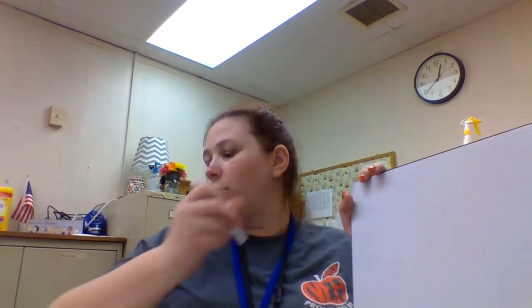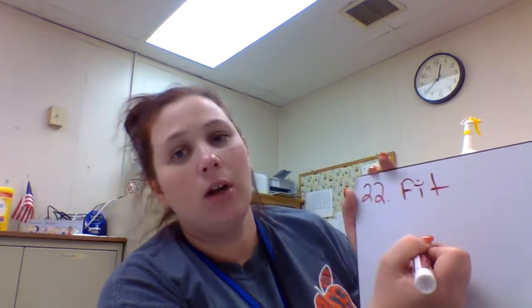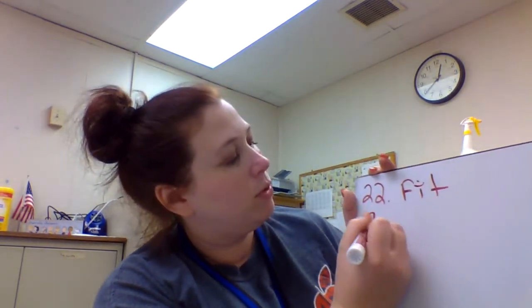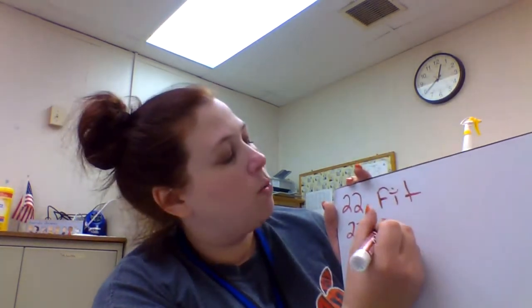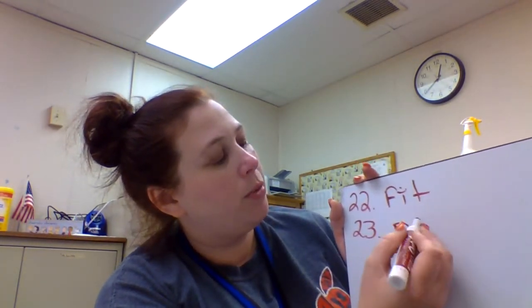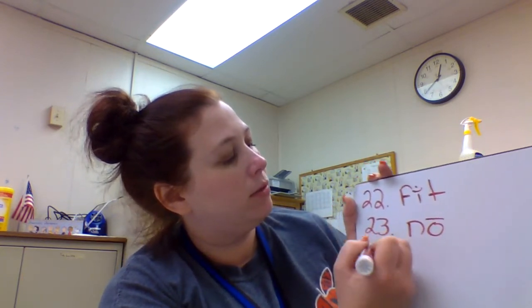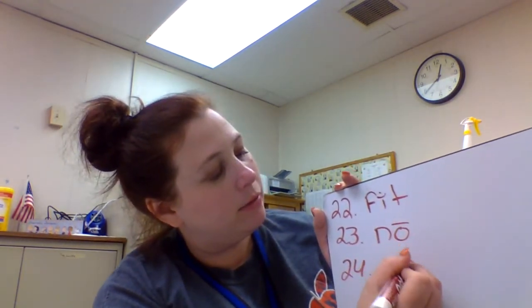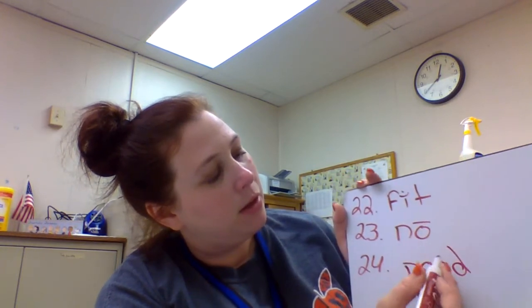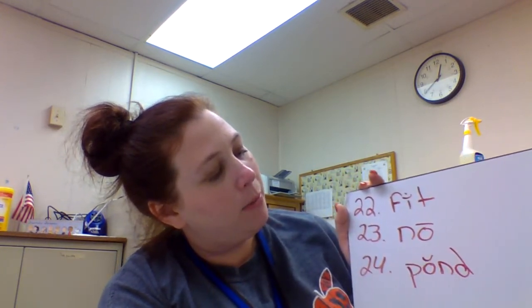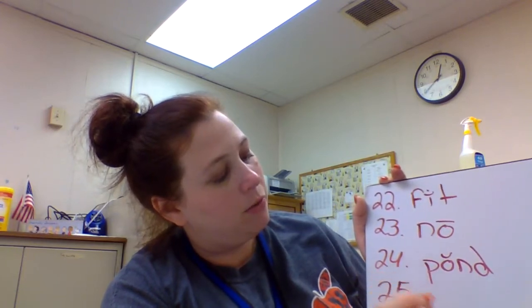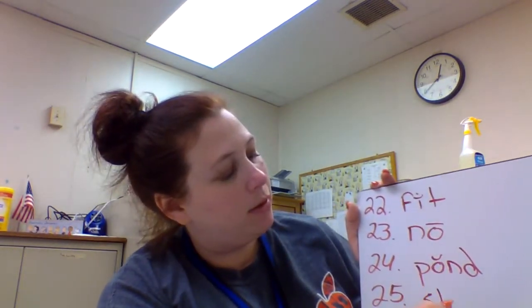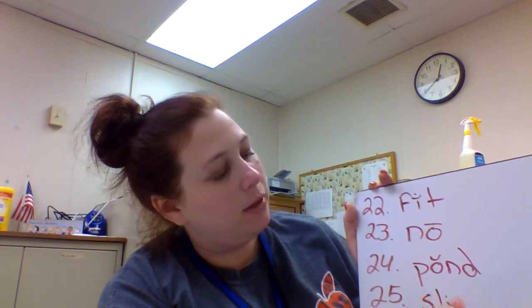Let's move on to 22 through 26. 22 is fit. We just have vowel consonant, it gets a brev, fit. Number 23, no. Here we have that open O with nothing after it, so it gets a macron. 24, pond. Vowel consonant just gets a brev, pond. 25, slip. Vowel consonant, and it gets a brev.